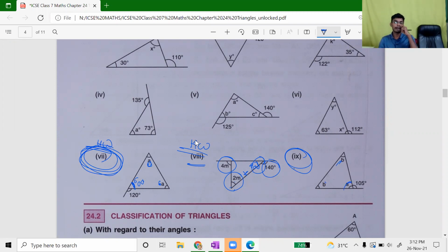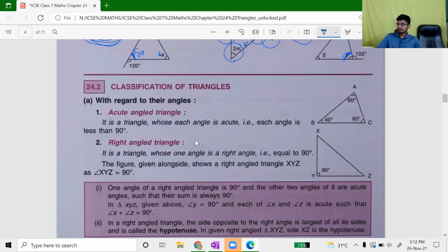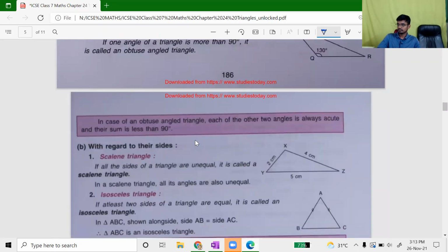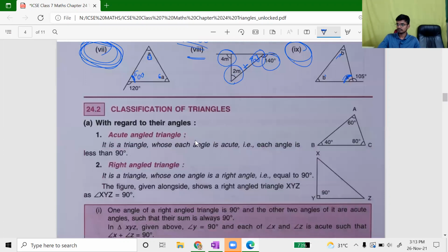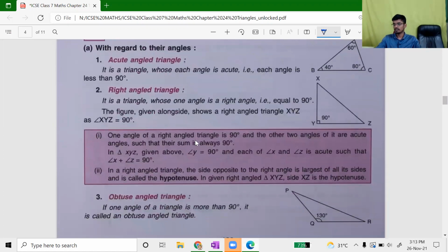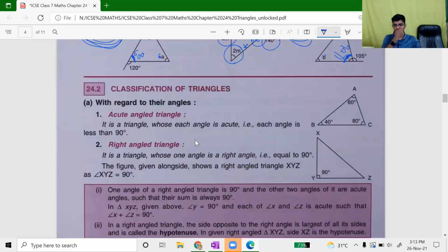Just tell me one thing. What will be this angle? Then I will be happy. One minute, sir, I'll tell you. You can take your time. 75 degree. Perfect, beta. 75 degree. Now you can do it by yourself, right? Yes, sir. Okay.